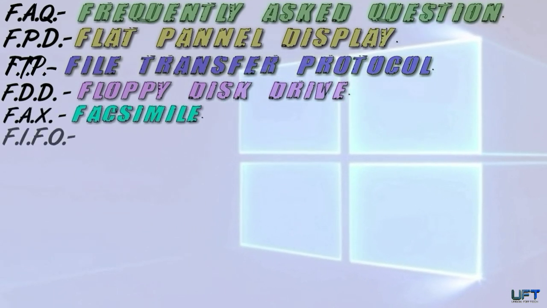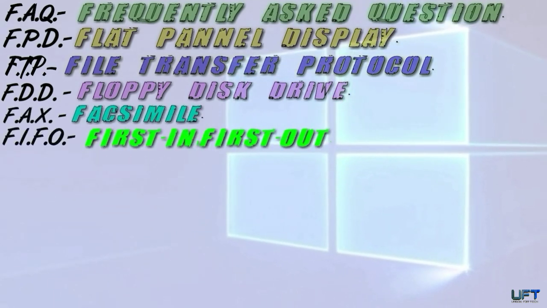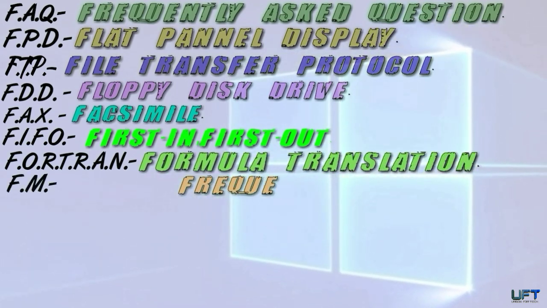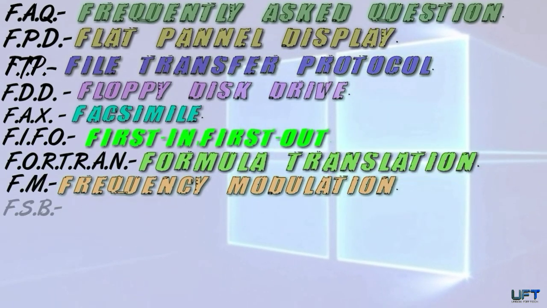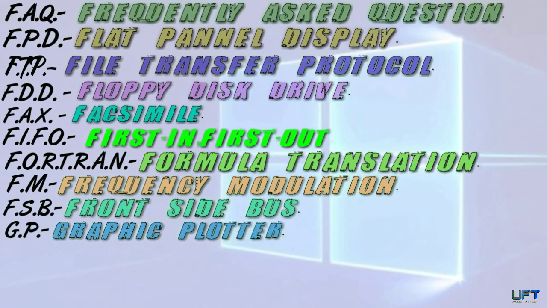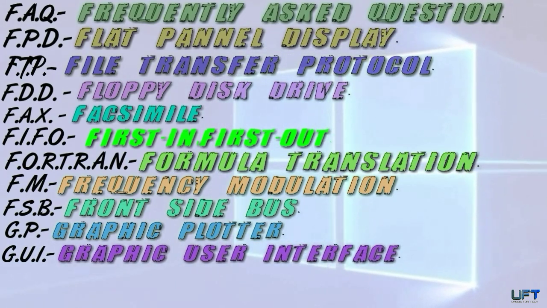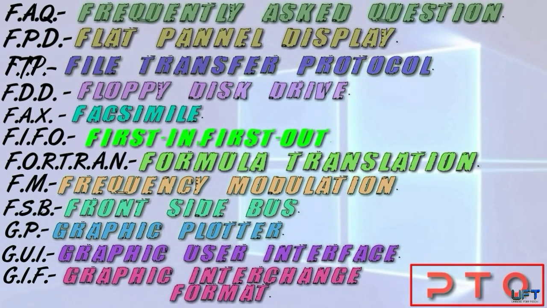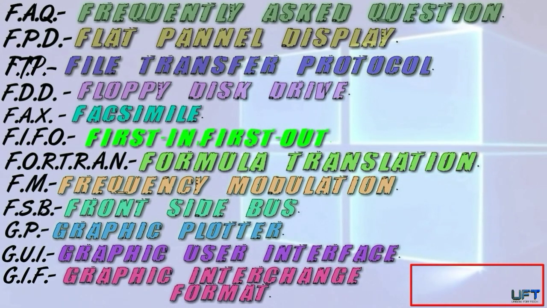FAX stands for facsimile. FIFO stands for first in first out. Fortran stands for formula translation. FM stands for frequency modulation. FSB stands for front side bus. GPU stands for graphic plotter. GUI stands for graphical user interface. GIF stands for graphics interchange format. So let's go on to the 8th page.